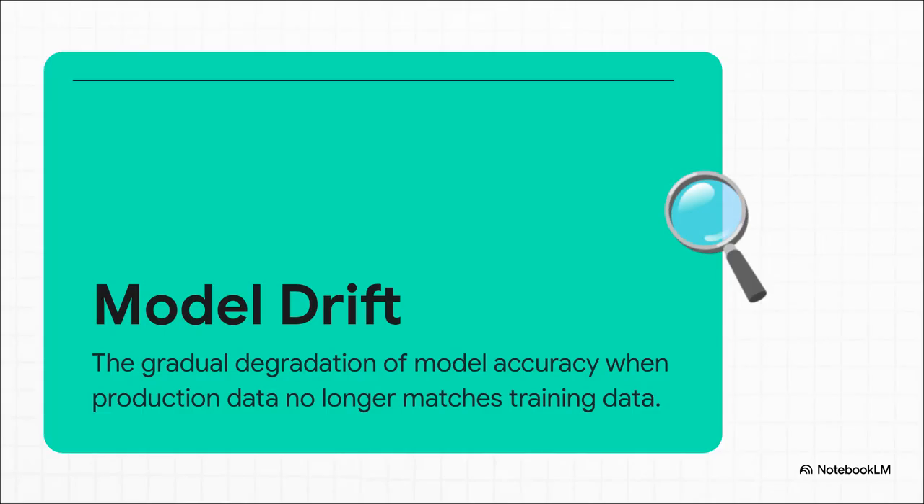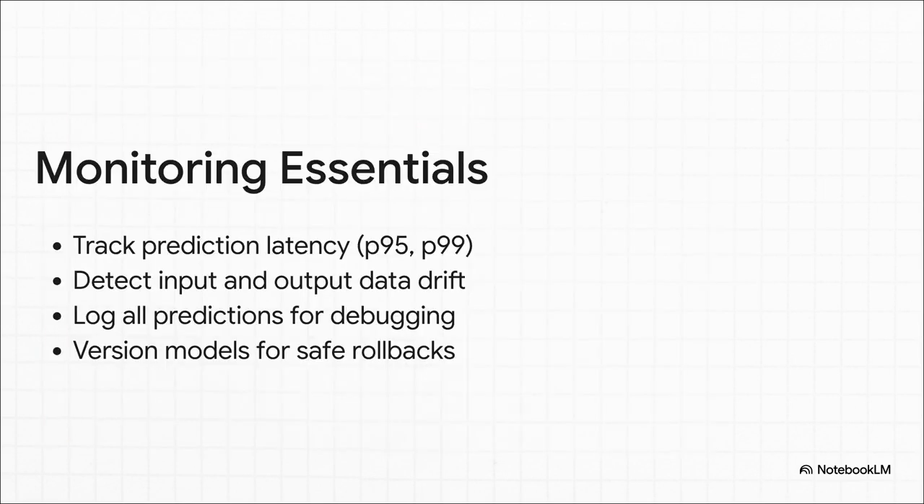And the main culprit here is a sneaky thing called model drift. This is what happens when the world changes and the new data your model sees in production just doesn't look like the old data it was trained on. It's kind of like a weather model that was only trained on summer data suddenly being asked to predict a snowstorm. It's just going to fail. So the key is to basically have a health dashboard for your model. You need to be tracking its speed, you need to watch for any signs of data drift, log your predictions so you can debug later, and always version your models so you can quickly roll back if something goes wrong.